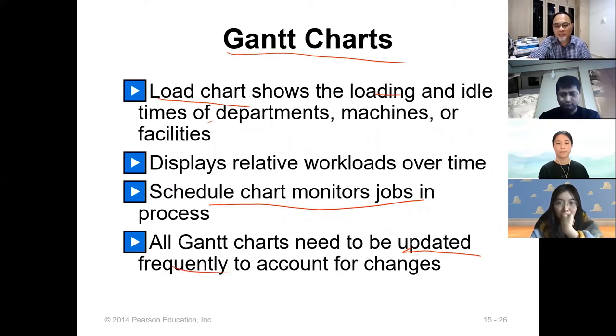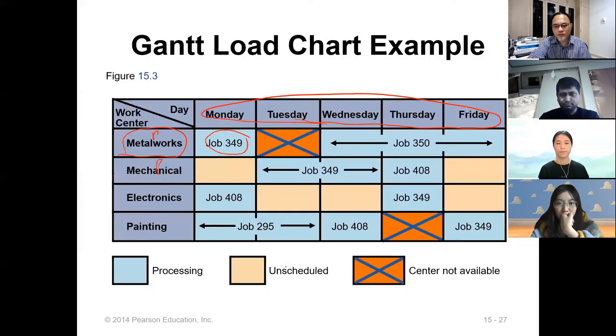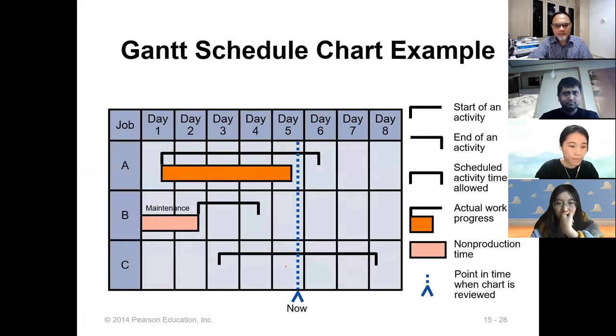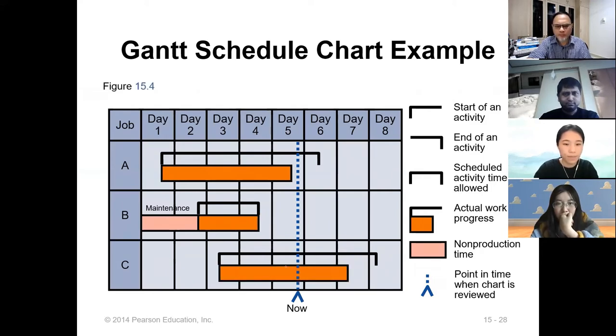So Gantt charts need to be updated because they must show the actual, current, updated status. This is a Gantt chart schedule. You can also use this Gantt chart for project management, and probably you have seen this before. There are meanings to this. This is the start of an activity, this is the end, this is the scheduled activity allowed, and this is actual work progress.